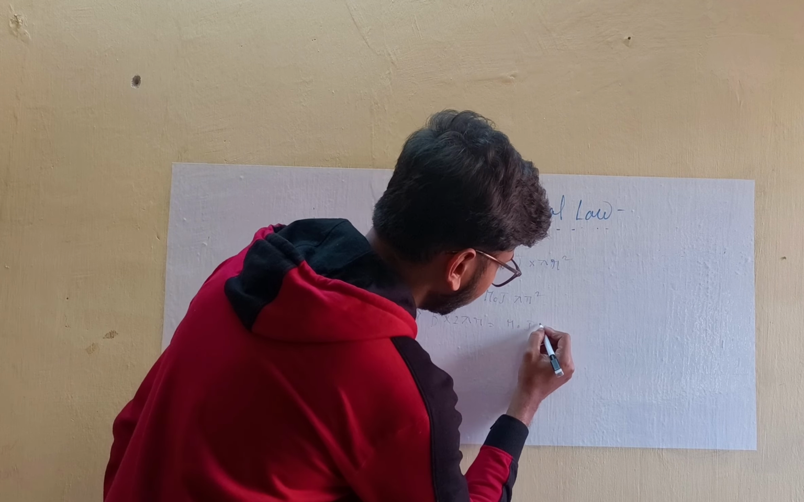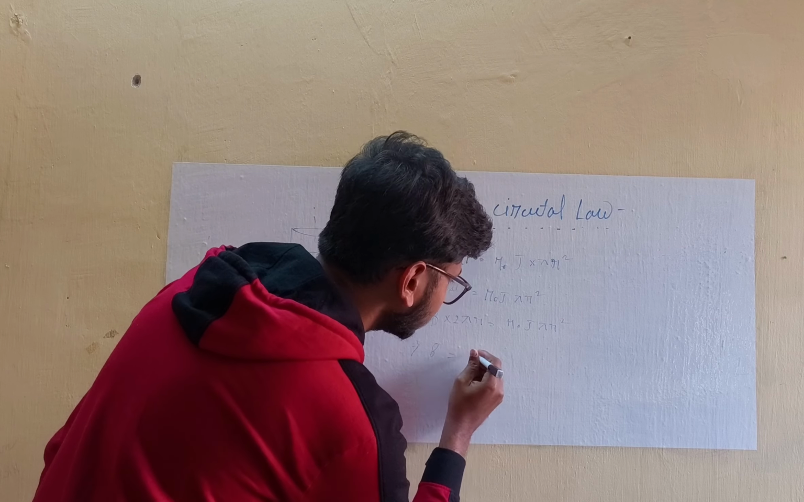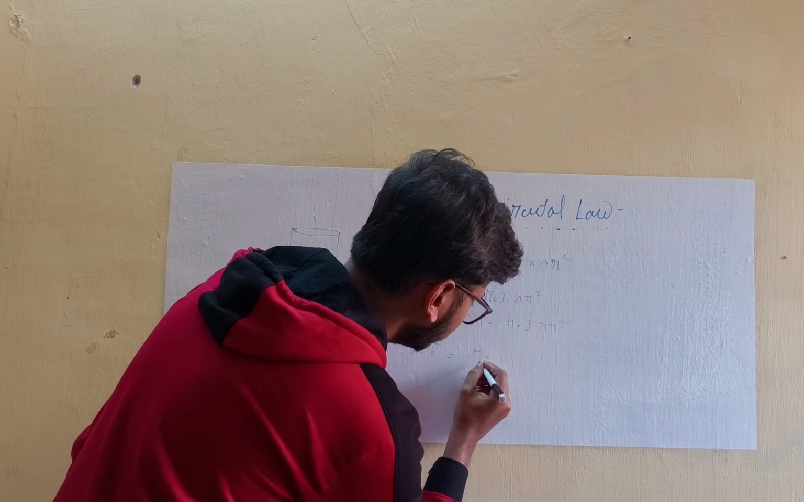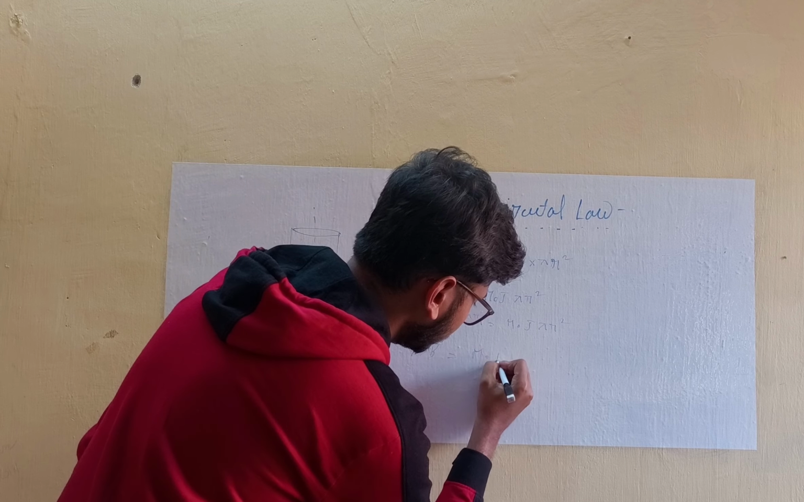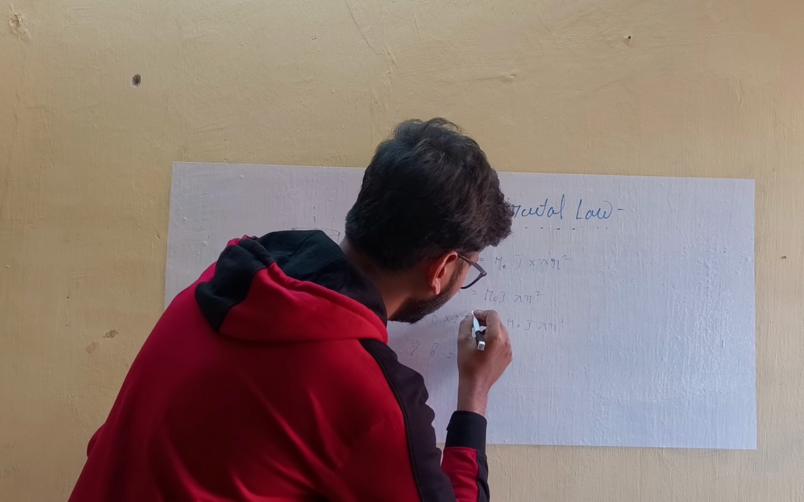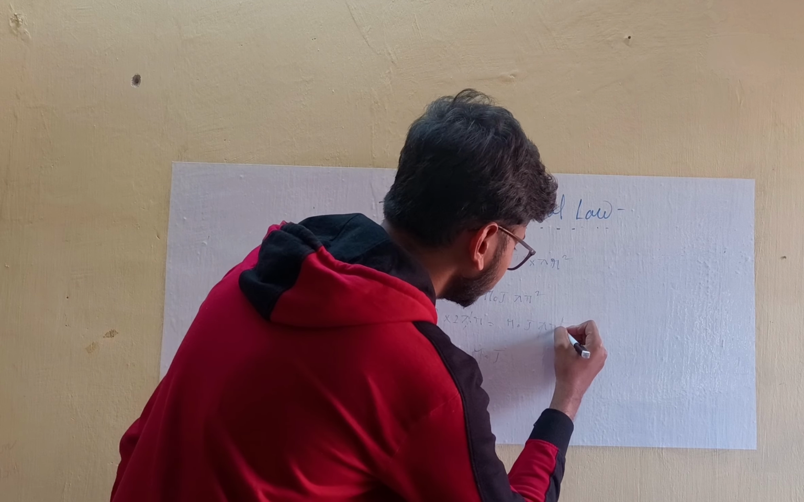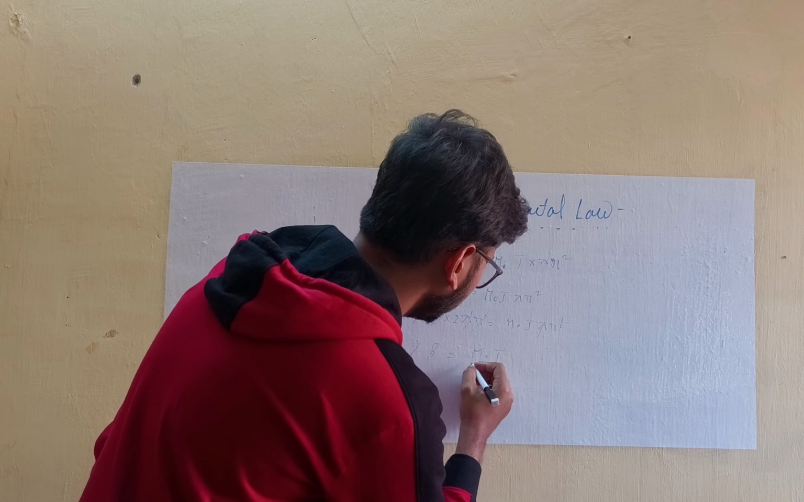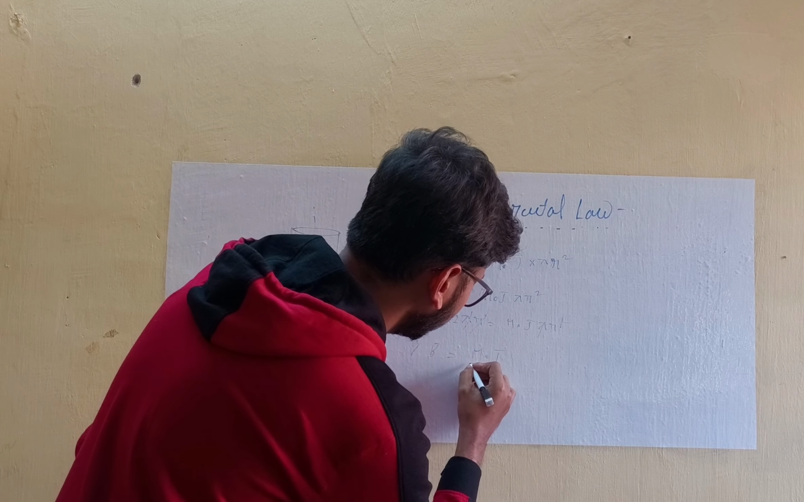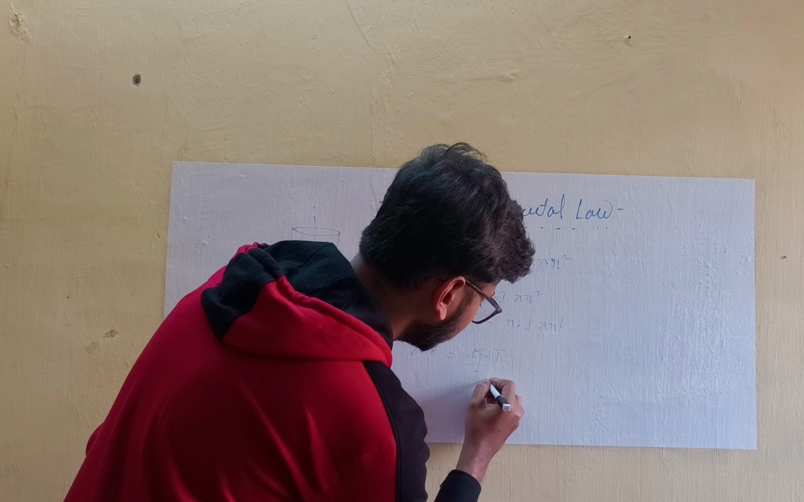Then B equals mu 0 J pi r square divided by 2 pi r. The pi cancels out, and one r cancels out from the square, so we will get B equals mu 0 J r divided by 2.